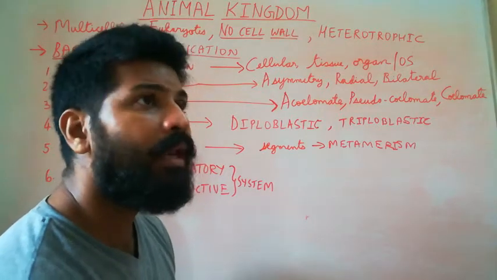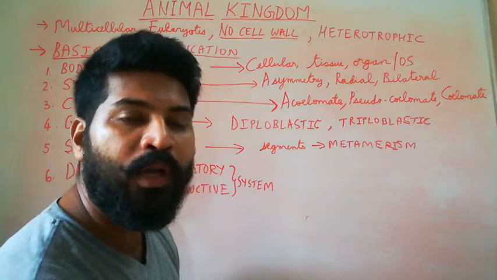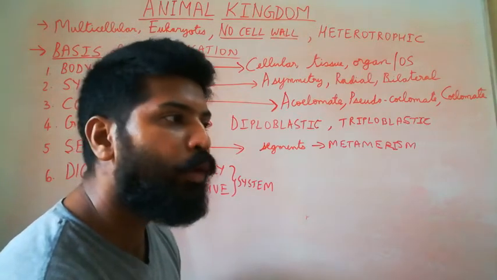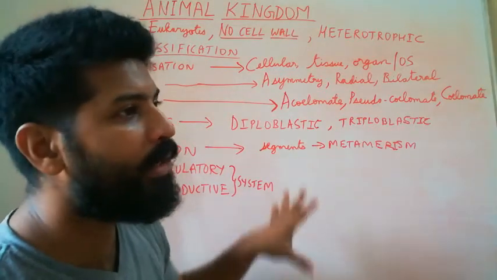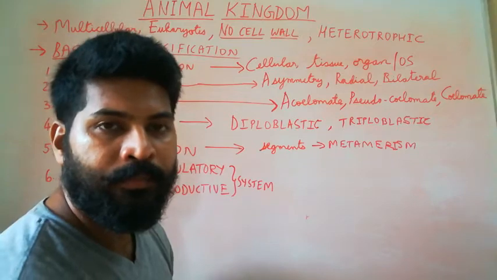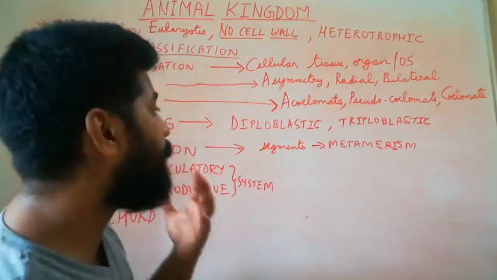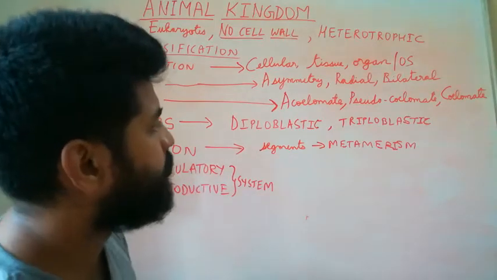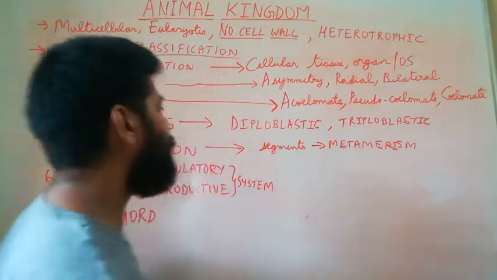Organisms like Porifera, Coelenterata, Ctenophora, Mollusca, Echinodermata, they don't have segmentation, whereas Annelida, Arthropoda, as well as Coelomates and other higher animals, they exhibit metamerism, that is body segmentation.